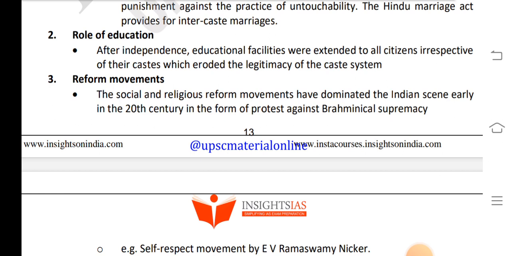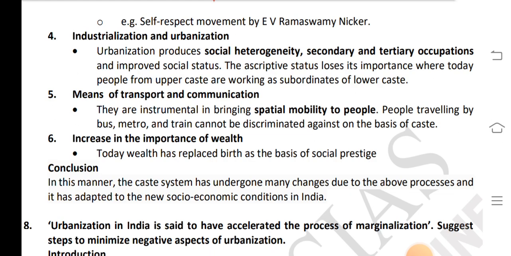Role of education. After independence, education facilities were extended to all citizens irrespective of their caste, which eroded the legitimacy of the caste system. Reform movements: the social and religious reform movements dominated the Indian scene in the early 20th century in the form of protest against Brahminical supremacy.